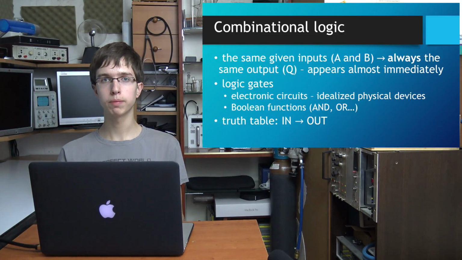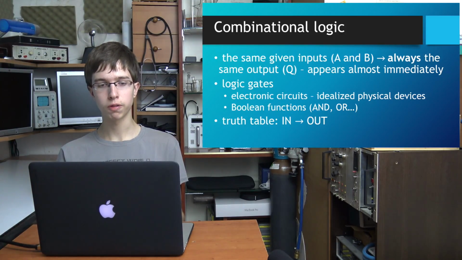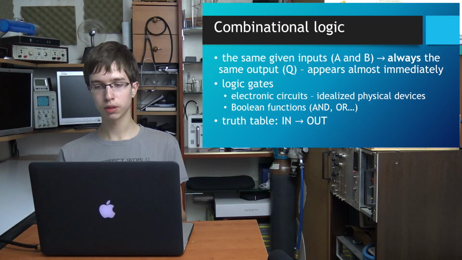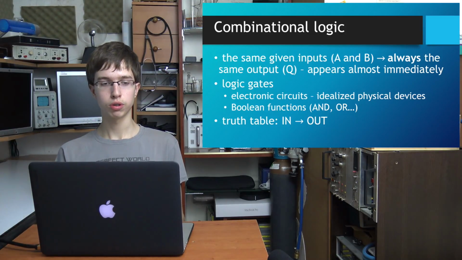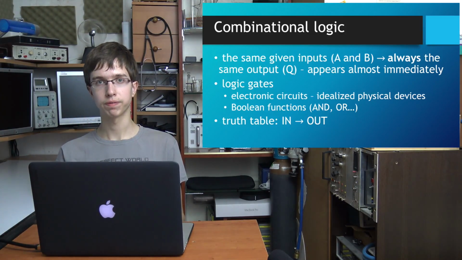Logic gates implement Boolean functions, which are functions such as AND, OR and others we'll talk about more. Truth table is table which says which is output for each combination of inputs. And it is used in combinational logic to represent that visually.